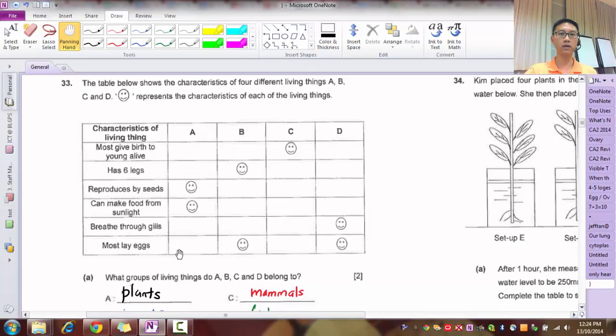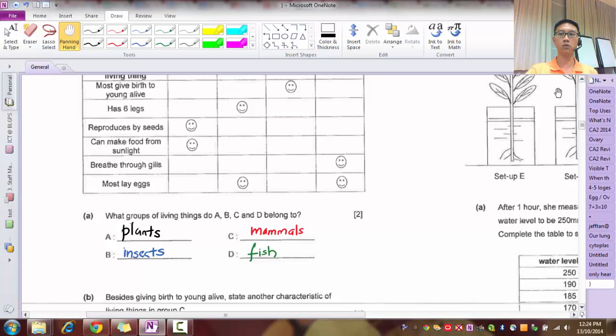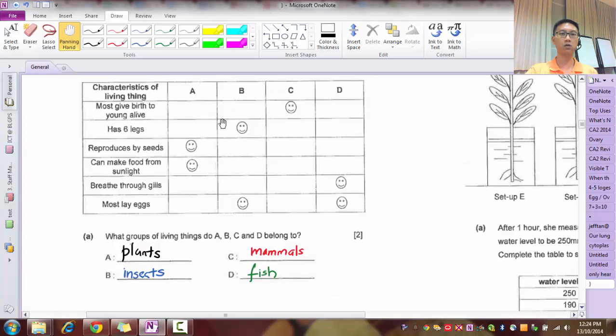Question 33. The table below shows the characteristics of 4 different living things, using the smiley face to represent the characteristics of each of the living things. Which groups do they belong to? Let's take a look. A is reproduced by seeds and can make food, so obviously it's a plant. B has 6 legs and most lay eggs, so with 6 legs, definitely it has to be an insect.